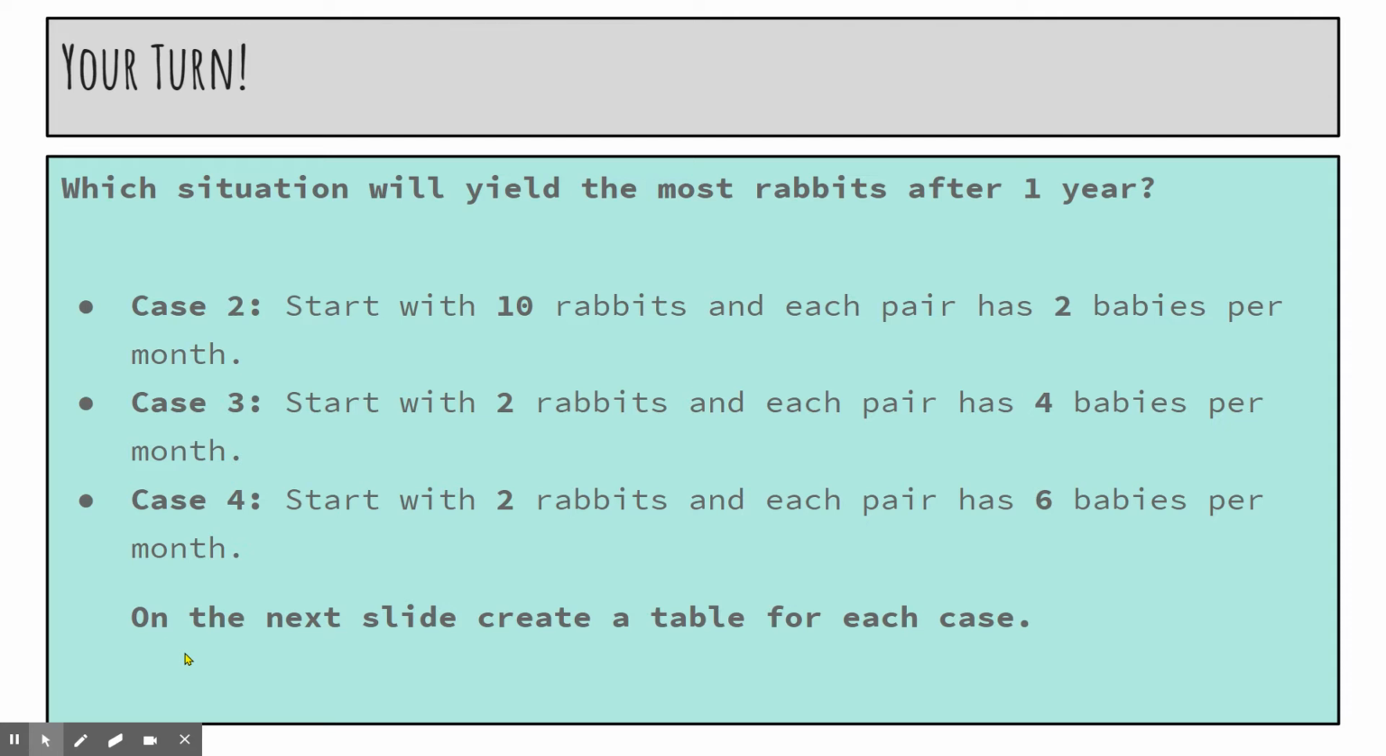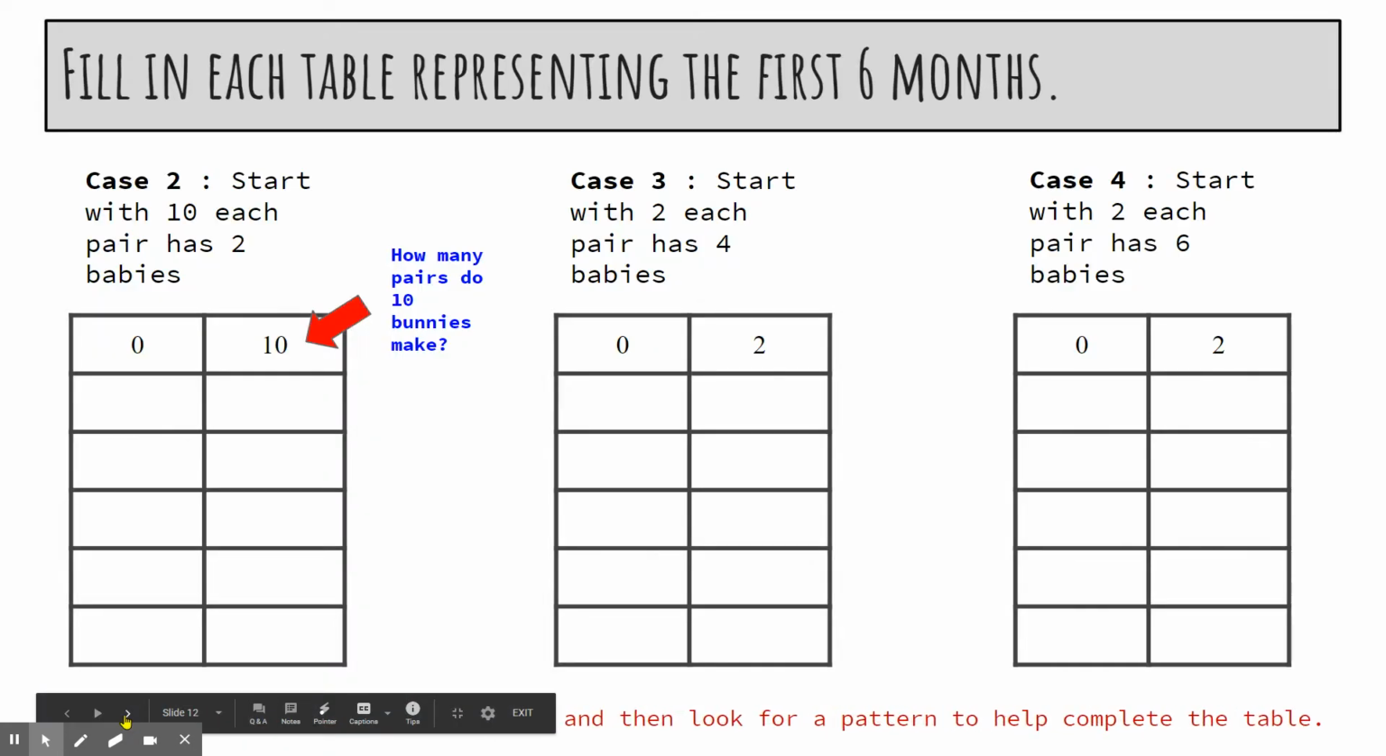So which of these cases, starting with 10, having 2 more per month, or starting with 2, having 4 per month, starting with 2, having 6 per month, which one do you think is going to yield the most rabbits after 1 year? Well, let's find out, okay?